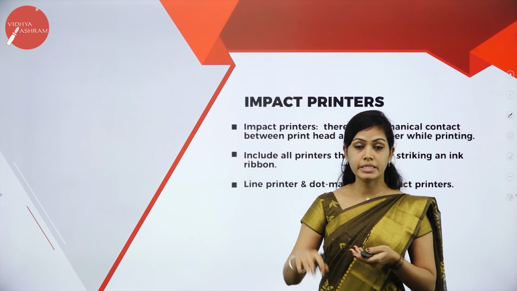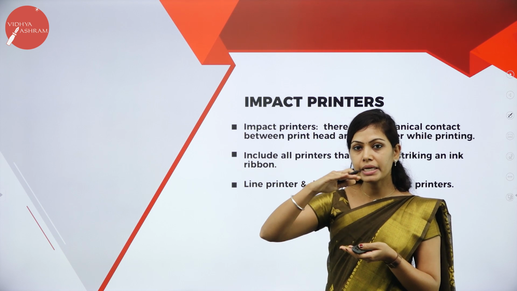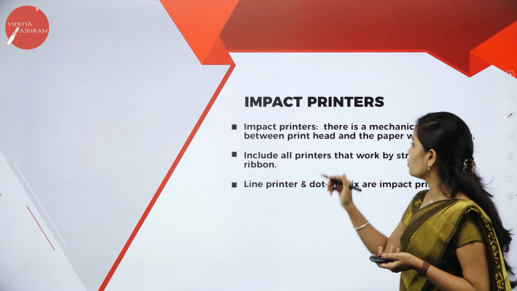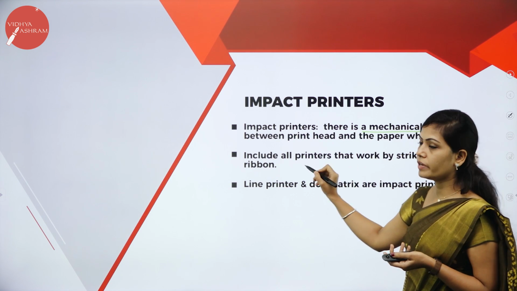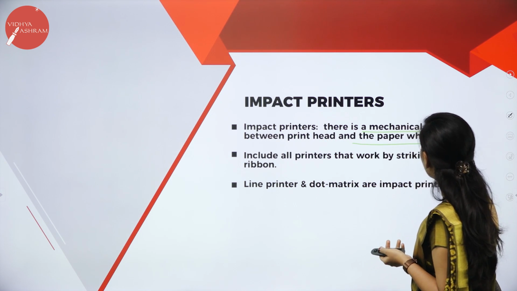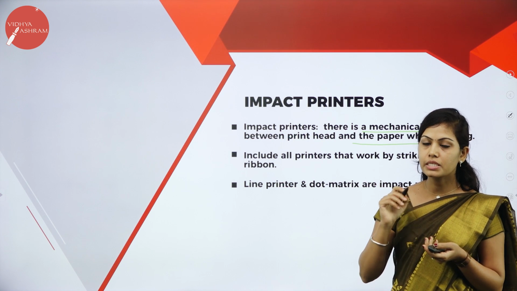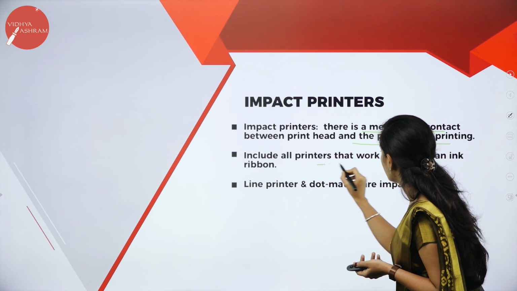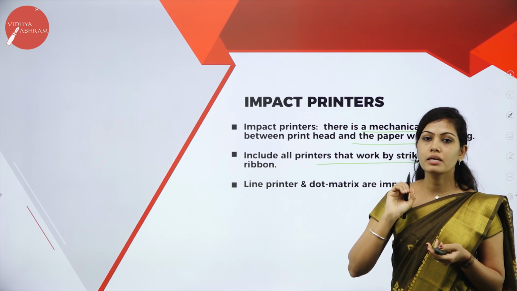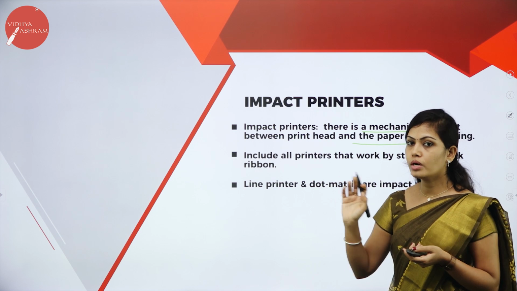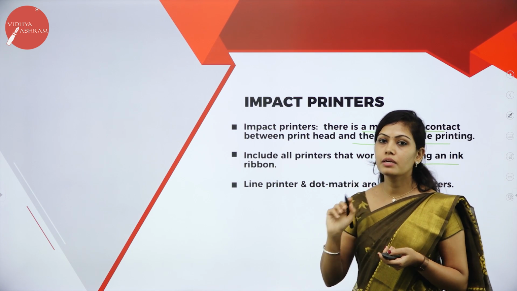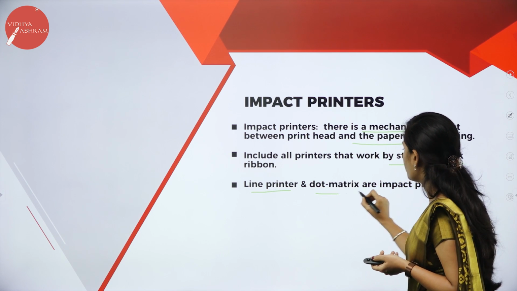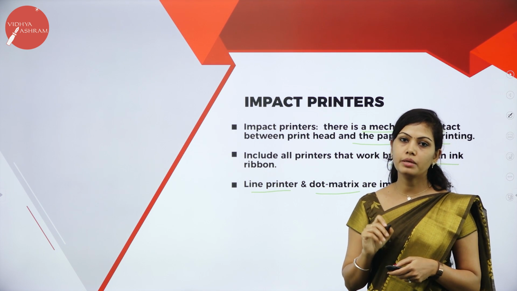What is an impact printer? A printer with mechanical contact between the printhead and the paper while printing is called an impact printer. It includes all printers that work by striking an ink ribbon. And line printers and dot matrix printers are the two types of impact printers.